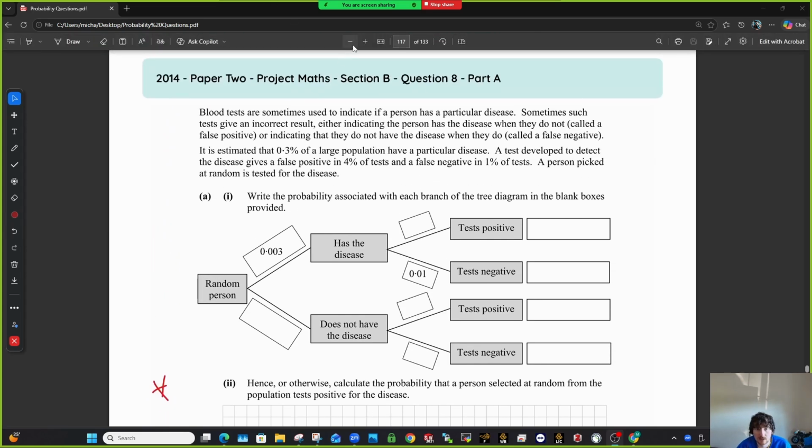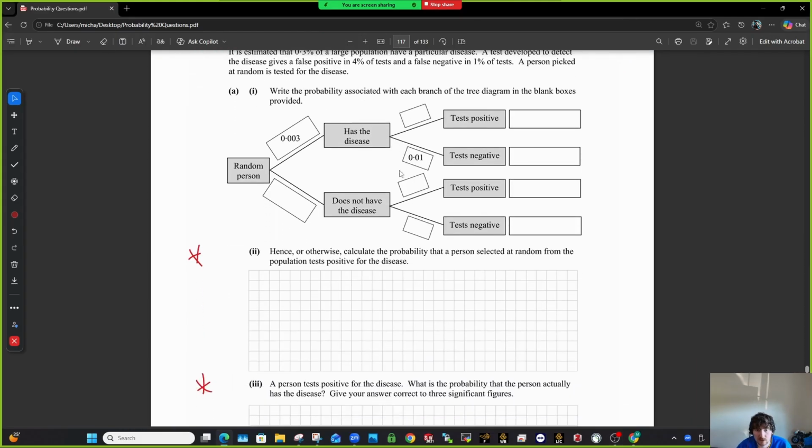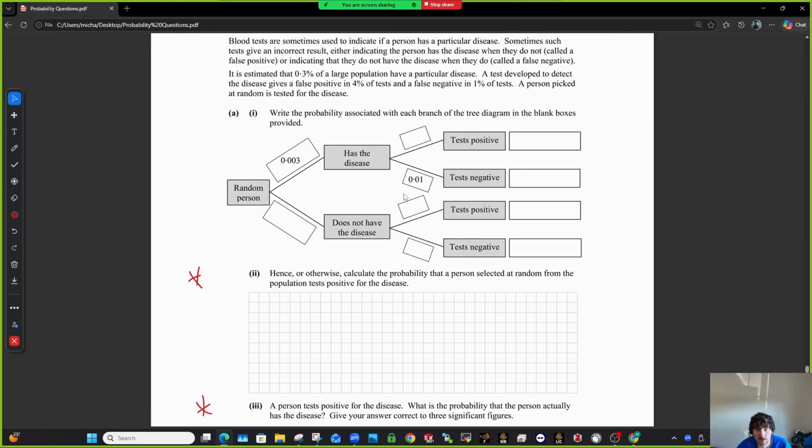Right, let me zoom out a little bit so I can get the whole thing in. I somewhat can. Okay, so we have the whole question there. So obviously pause this, give it a go yourself, see how you get on. Blood tests are sometimes used to indicate if a person has a particular disease. Sometimes such a test gives an incorrect result, right? So you can get these false positives and false negatives, they call them sometimes. Either indicating the person has the disease when they do not, called a false positive, or indicating they do not have the disease when they actually do, called a false negative. Very complicated language there. That's the kind of thing you'd sit down and think about in the exam.